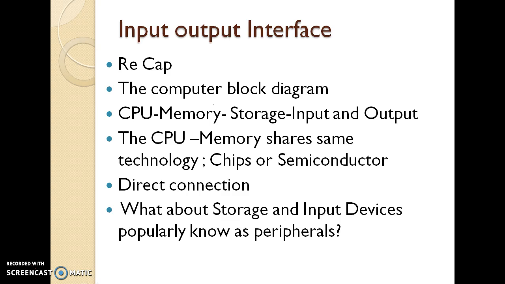So when we learnt CPU and memory, one commonality between these two is they share the same technology. Both of them are in the form of chips made up of semiconductors, and as they share the type of technology which is same, they could be directly connected. They may have parallel communication, they may have same synchronous data transmission also.